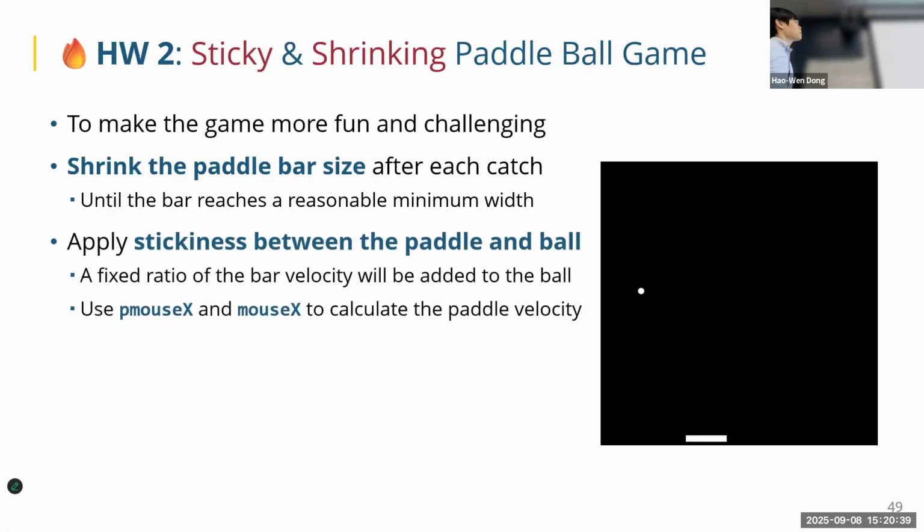And the second part of homework 2 is just shrinking the paddle bar size to make it more fun. So whenever it hits, the bar size will shrink. And it's up to you to define how fun it is. You can make it shrink much quicker, but anyway, it will stop at some place. And the second one is about stickiness. So stickiness is, sometimes when you play this paddle ball game, when you move the paddle... I think I should show it.